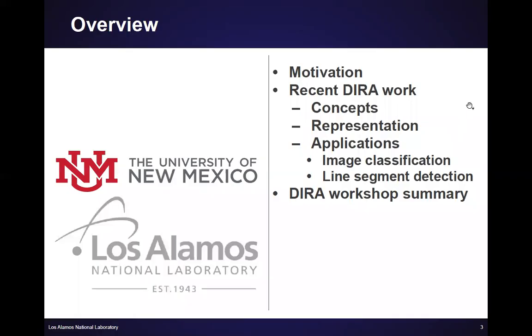Okay, now let's get started. This slide shows the major components in the talk. The first is motivation. Then I will talk about my recent DIRA work. Finally, I will wrap up with the DIRA Workshop summary. The second component includes, first, I'll introduce some concepts that will help you get prepared to understand the rest of my talk. Then I'll introduce the image representations I proposed, followed by two applications using the image representation. One is image classification, the other is line segment detection.